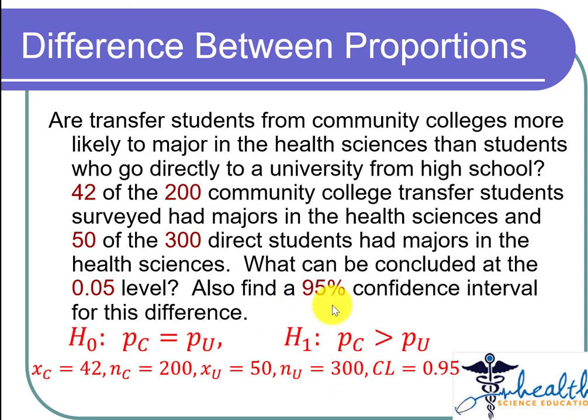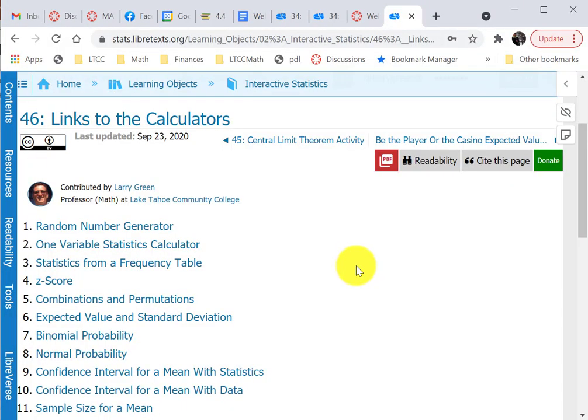We want a 95% confidence interval for the difference. So CL, confidence level, is 0.95. Now we're ready to go to our calculator to come up with the p-value and the confidence interval. So let's do that. Here's the calculator.